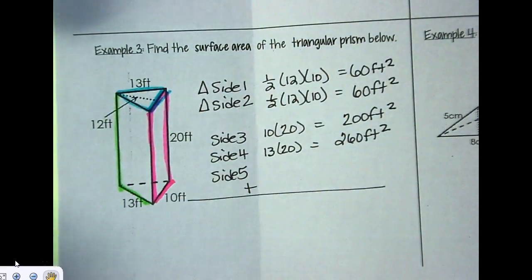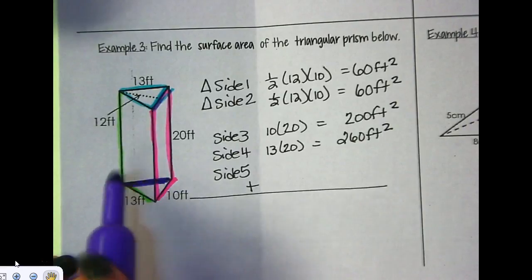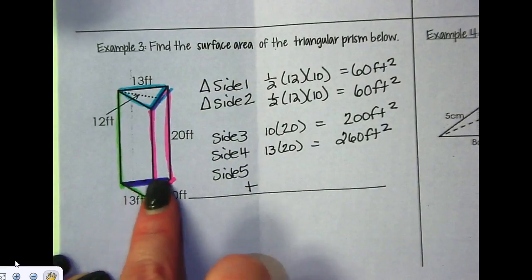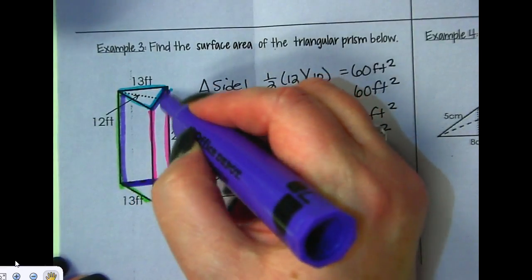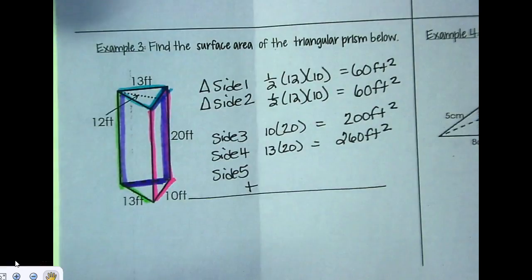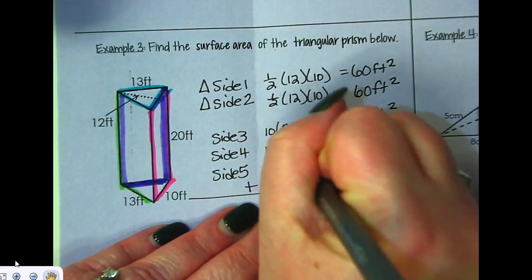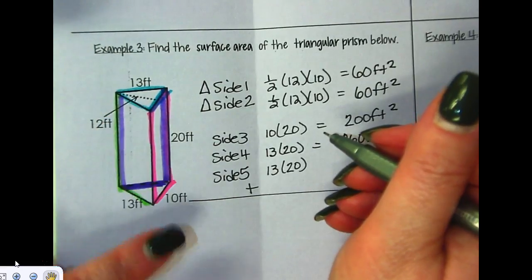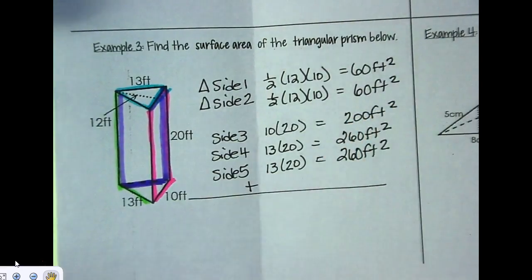And then we've got one more side back there in the back. Let me pick a color I haven't used yet. So this back here. How am I going to see how wide that is? I'm going to look here. Do you see how that's 13? That one's 13. And what's the height of this back part right here? 20. So that one is also 13 times 20. That 12 only came into play one time as part of that triangle. It is not any part of any of those rectangles. 260 feet squared.